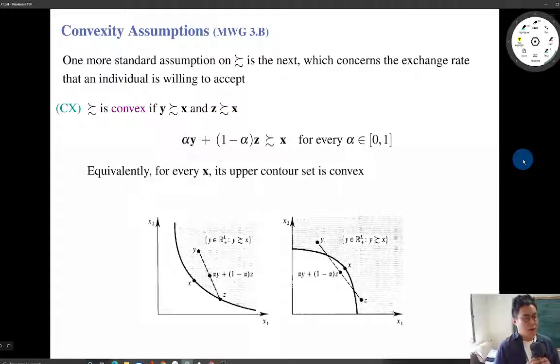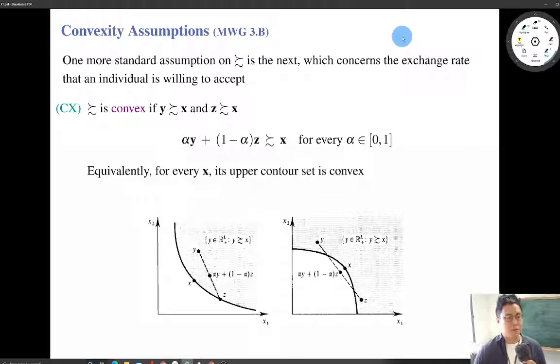Alright, in this video I'm going to talk about one more standard assumption on the preference relation, that is the convexity assumption. The convexity assumption is concerned with the exchange rate one individual is willing to accept. In other words, the marginal rate of substitution, in the case of two goods.